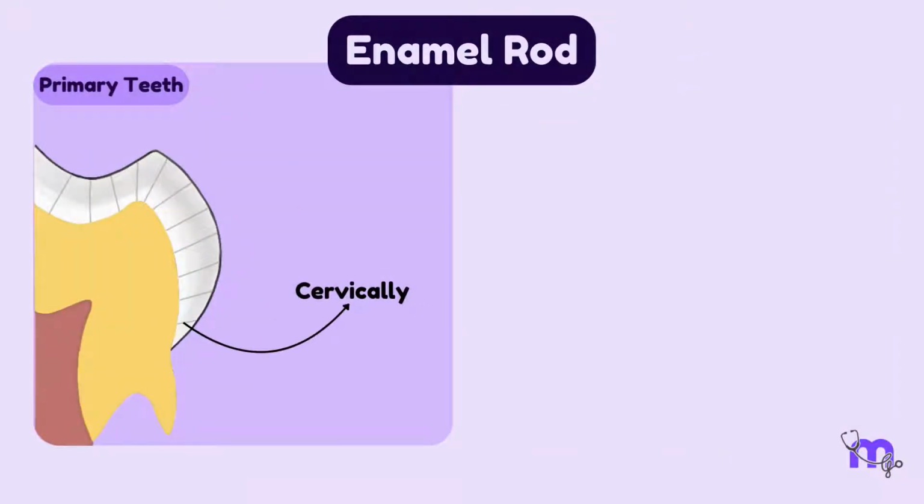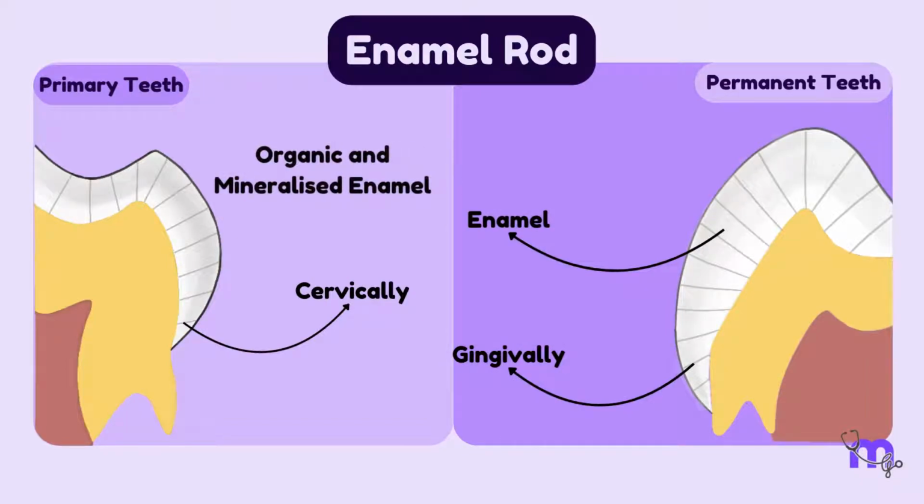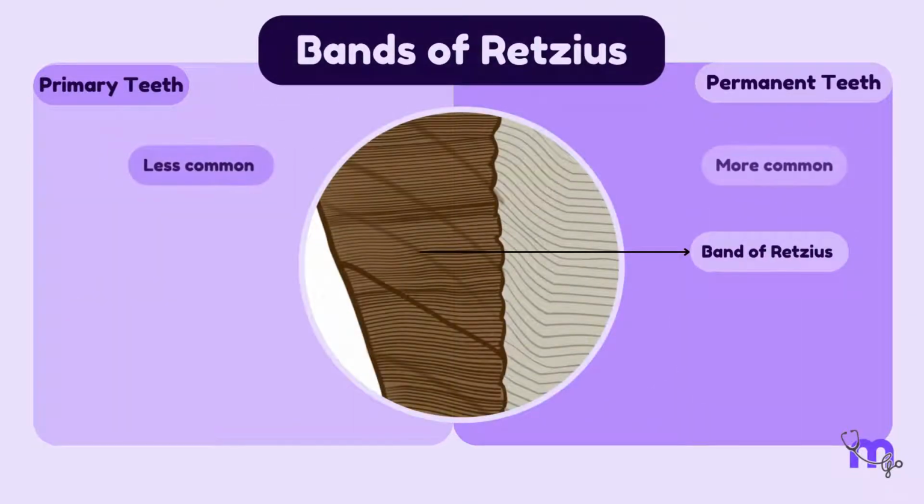The enamel rods were oriented cervically in primary teeth and gingivally in permanent teeth. Primary teeth had more organic, mineralized enamel. The bands of Retzius were less common in primary teeth, thereby imparting a bluish-white color.